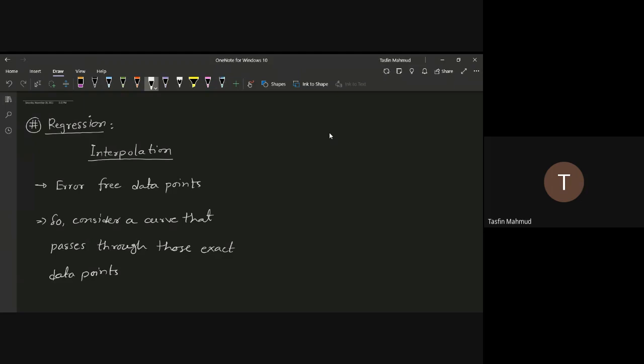But in case of regression, the key idea is that our data points are erroneous. Whenever we are performing an experiment, we are not confident about our readings or observations. So in this case, we will apply the idea of regression. Our data points are erroneous, so we will consider a curve that will minimize that error.